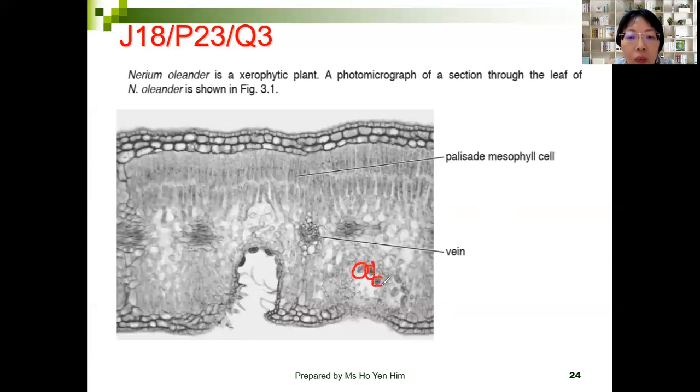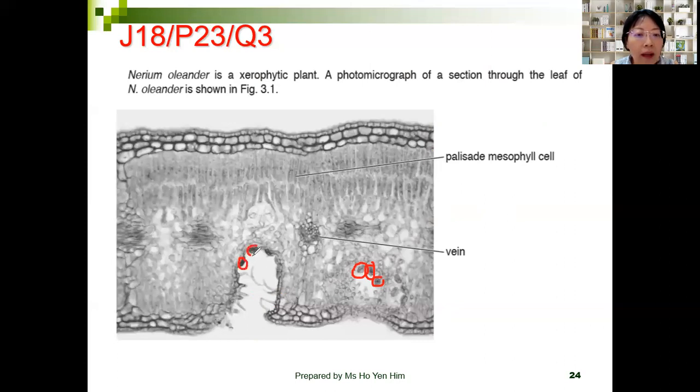Right? These are the guard cells. Yes. Why? Because they're darker in color. Guard cells are tiny, but they've got chloroplasts, so the cytoplasm looks darker. Right? So these two are guard cells, definitely. These two are guard cells.